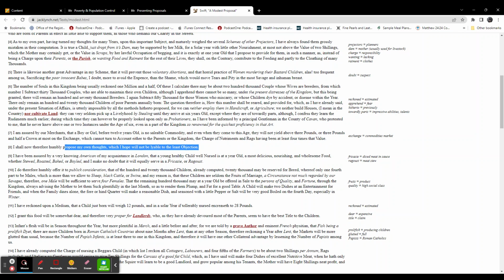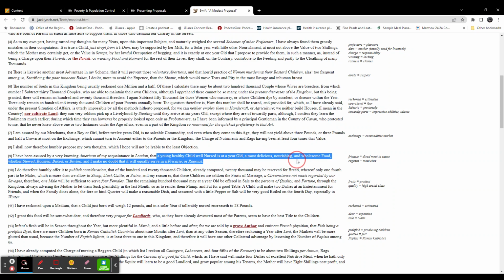So I have been assured by a very knowing American of my acquaintance in London that a young, healthy child, well nursed, is at a year old a most delicious, nourishing, wholesome food, whether stewed, roasted, baked, or boiled, and I make no doubt that it will equally serve in a fricassee or ragout, a stew, right? This is what he's saying, that these are the children who can contribute to the feeding and partly to the clothing of many thousands, since we are economically down.